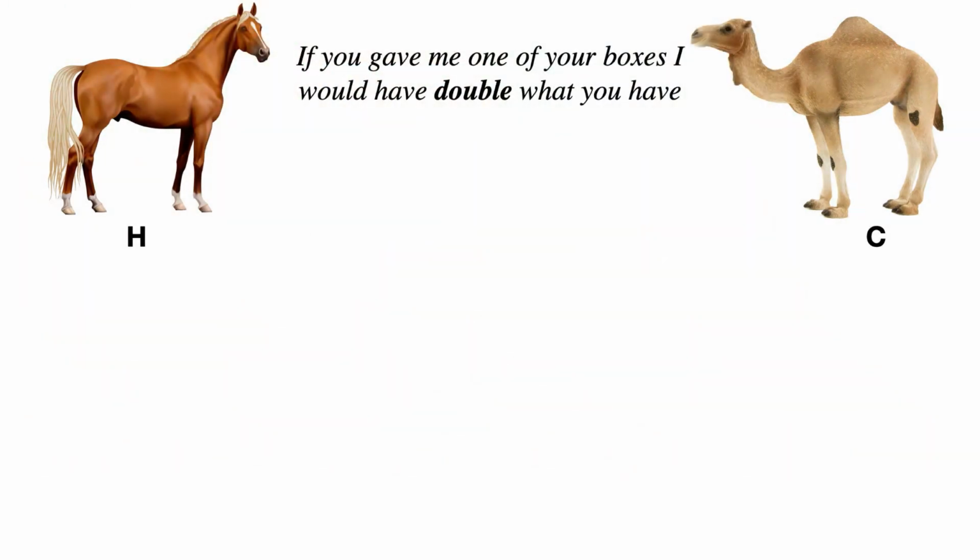Let's assume C be the number of boxes that camel is carrying and H be that being carried by a horse. As per first part of camel's statement, that is, if you gave me one of your boxes, I would have double what you have. This can be expressed in the form of equation like this. C plus 1 equals 2 times H minus 1.